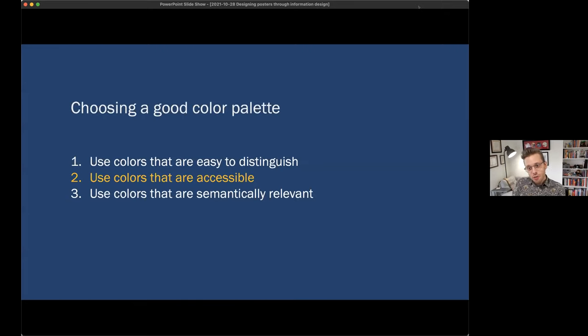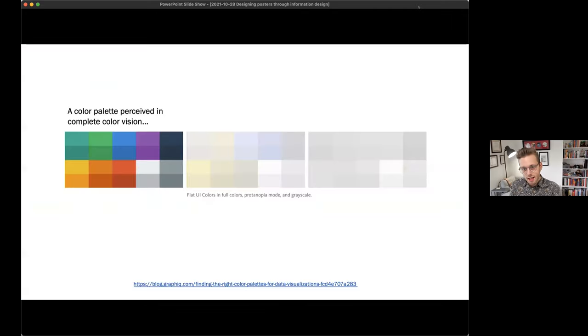So in addition to using colors that are easy to distinguish, it's also a good idea to use colors that are accessible. And in the context of accessibility and color, a very common thing we need to think about is color blindness. So a lot of color palettes that are offered or suggested by desktop software for creating visualizations, those color palettes are often not designed with color blindness in mind.